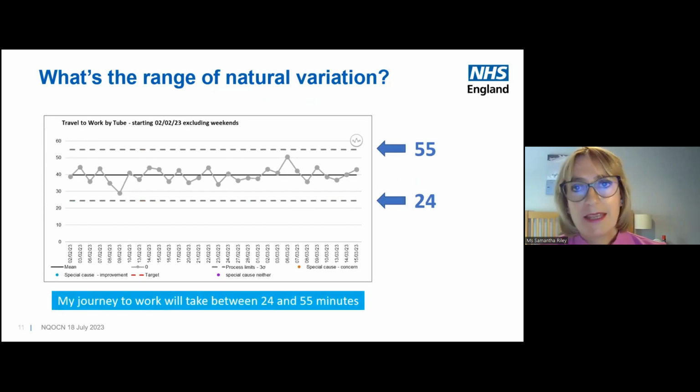These dotted lines are based on the data that's plotted within it, and they describe to us the range of natural variation that we can expect. So if we look at this chart, we can understand that there isn't anything changing significantly in my data set, and I can expect my journey to work to vary between 24 and 55 minutes. So that's another really useful thing about SPC charts.